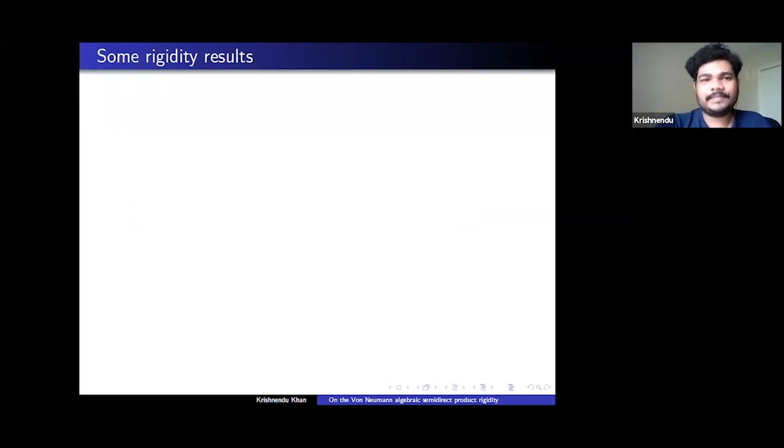So let's look at some rigidity results that literally inspired us to look into a specific construction, in the hope that we can get some positive result in that direction. The first one goes back all the way to Murray and von Neumann.